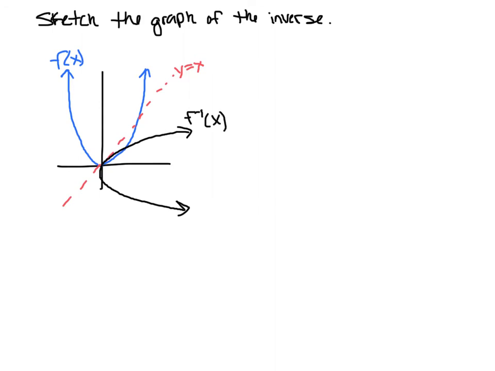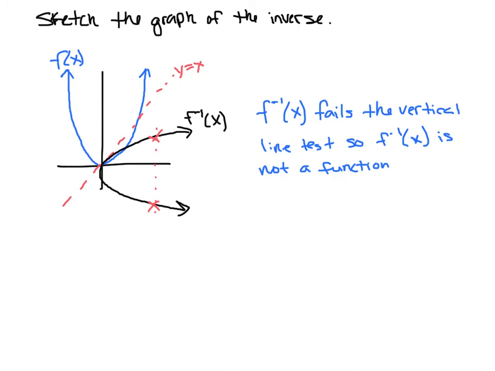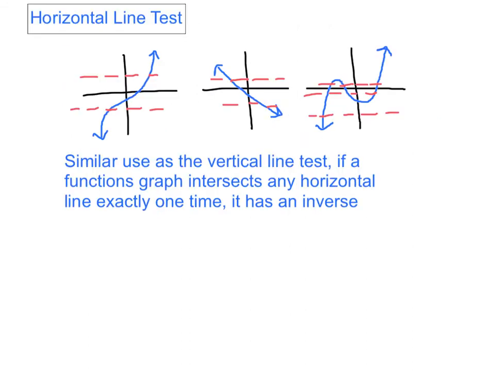Alright, now, does this cause any problems? Well, if we try to do the vertical line test, we see that it fails the vertical line test. That means that this is not a function. And since the inverse of f is not a function, that means f of x does not have an inverse.